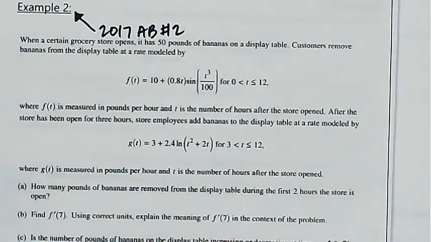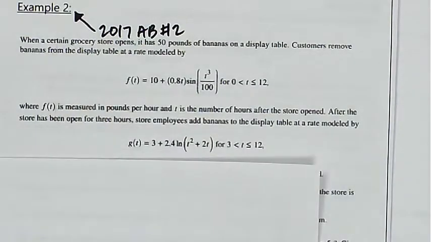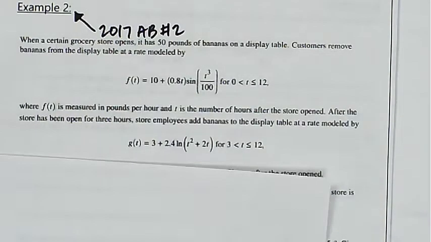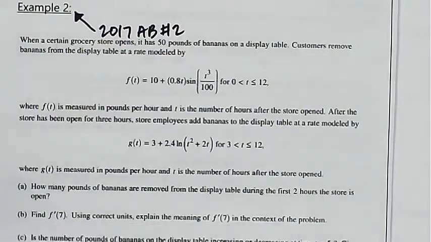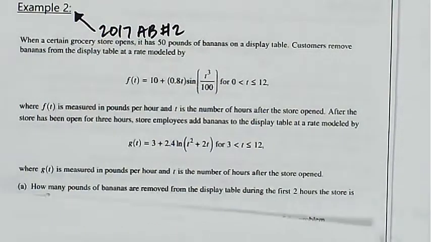All right, the second example I want to work with you is from 2017's AB exam. It was number 2, so it's also going to require a graphing calculator. And so when a certain grocery store opens, it has 50 pounds of bananas on a display table. The customers are removing them at f of t, and then after 3 hours, store employees realize that they're running out of bananas, and so they start restocking at a rate of g of t pounds per hour. And they're going to ask us a variety of questions there.